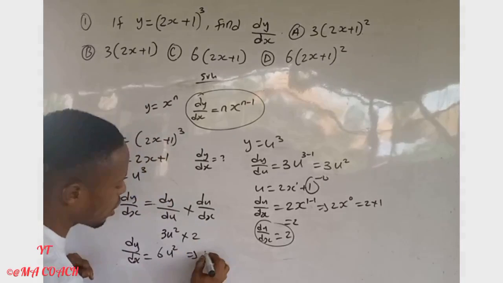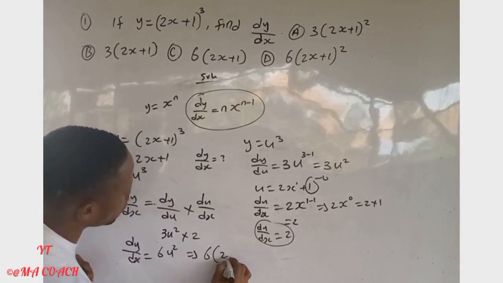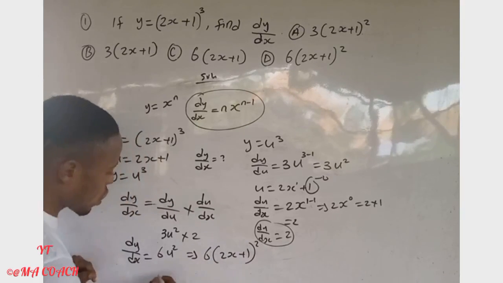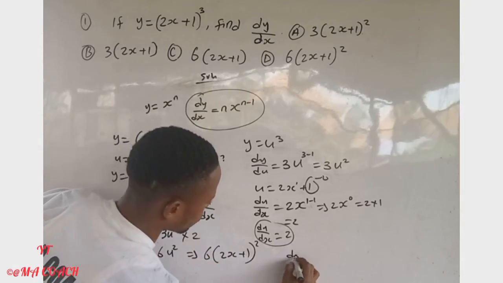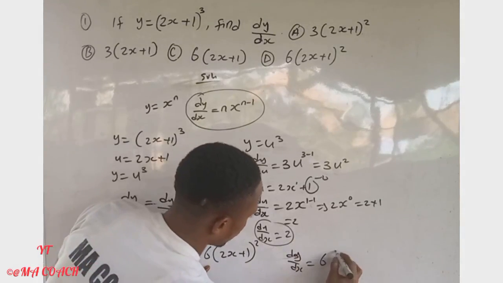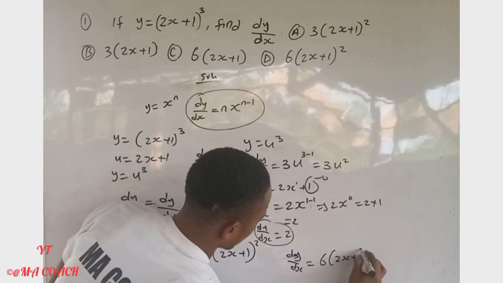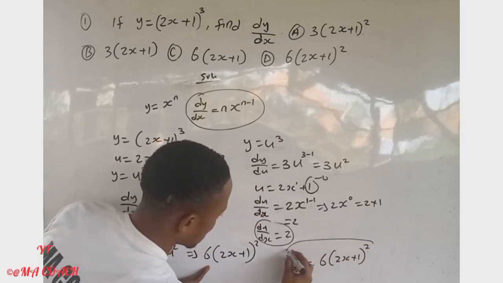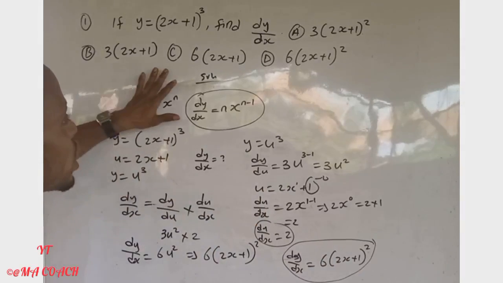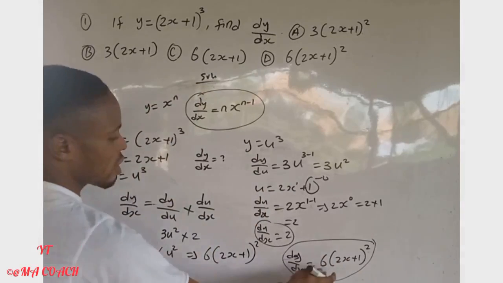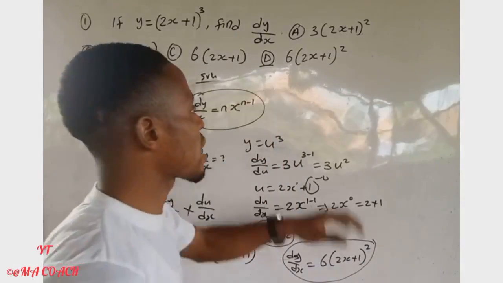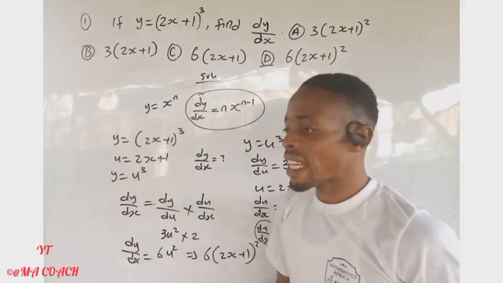So let's put it here. That is 6 into the bracket 2s plus 1, close bracket, to the power of 2. Therefore dy ds is equal to 6 into bracket 2s plus 1 close bracket to the power of 2. So this is the answer for dy ds. If you look at our options, the option that gives this 6 is d. So d is the answer for this question.